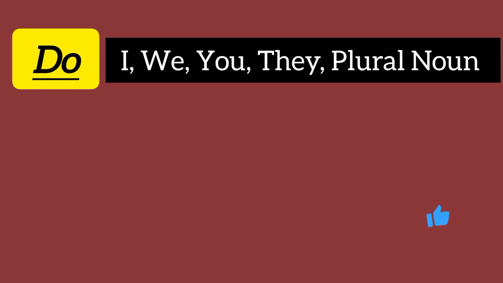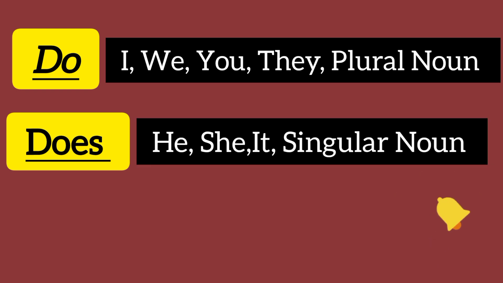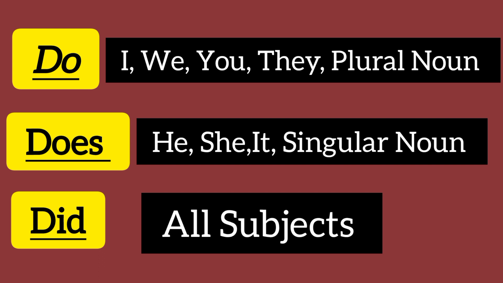Do is used with I, we, you, they, and plural nouns. Do is mostly used with the plural noun. I and you are exceptions, but we use do with I and you. Does is used with he, she, it, or a singular noun. Did is used with all subjects.